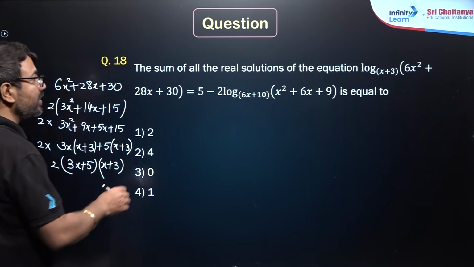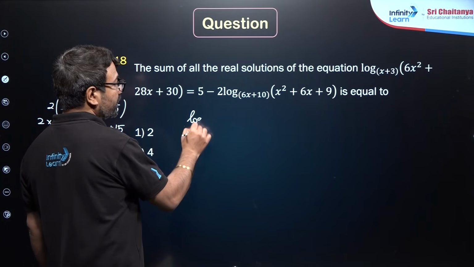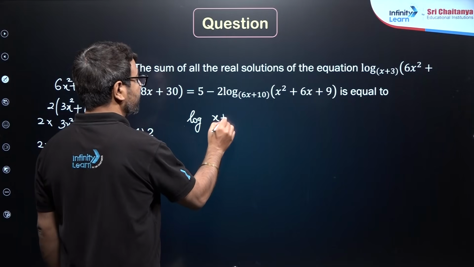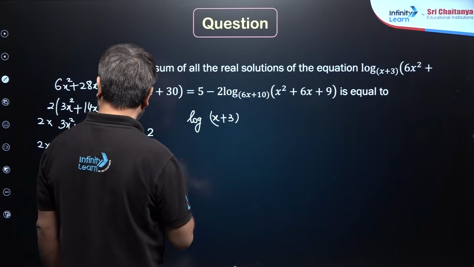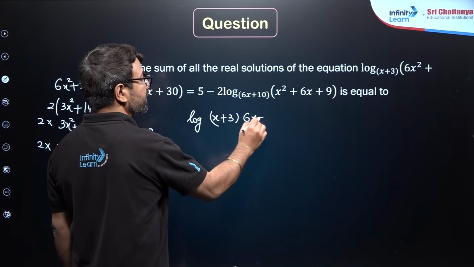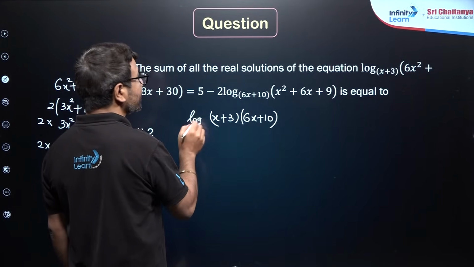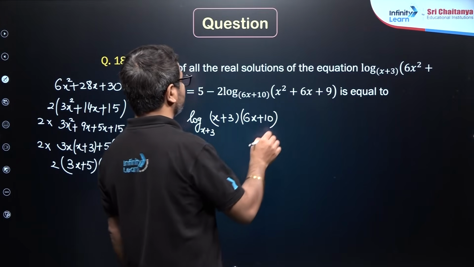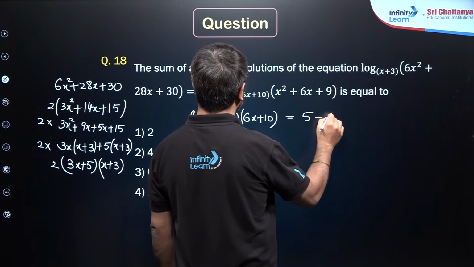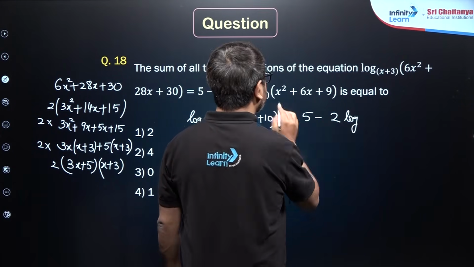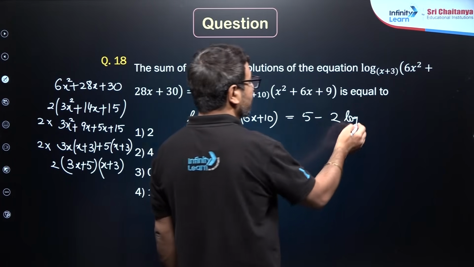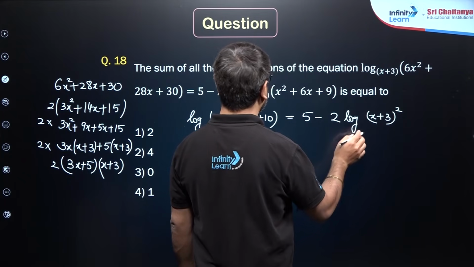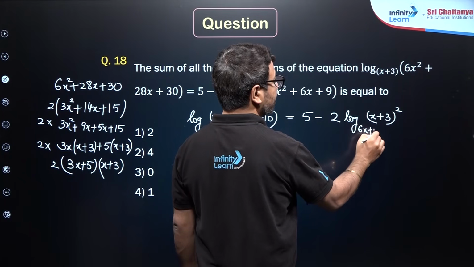So you will be able to write inside the logarithm, as the base is x plus 3, no? So log x plus 3 and then it is 6x plus 10 basically, 6x plus 10. And here the base of the logarithm is x plus 3. This is the first term. They have given 5 minus 2 times log x square plus 6x plus 9. It is x plus 3 whole square and then to the base 6x plus 10.